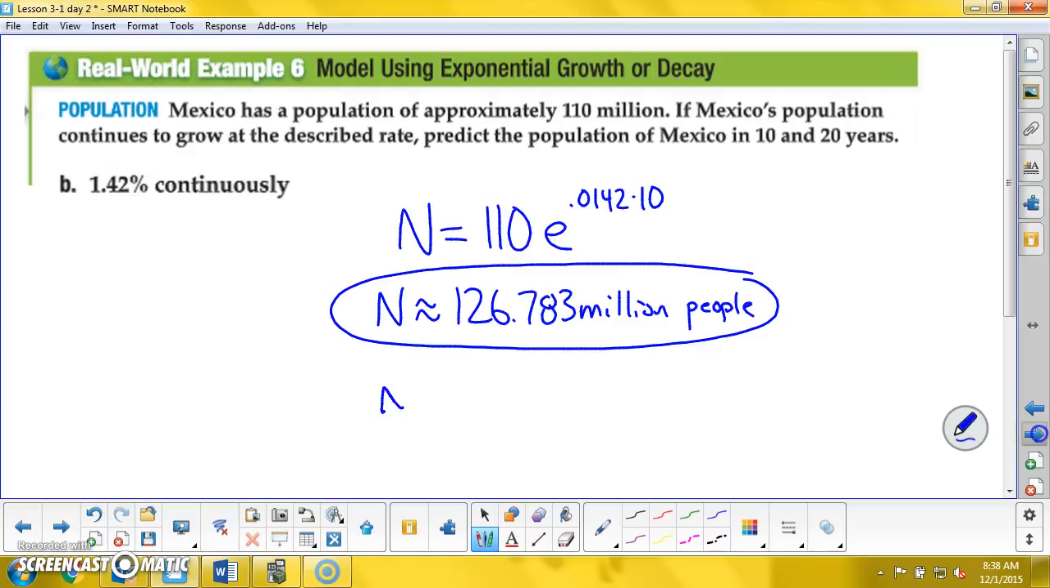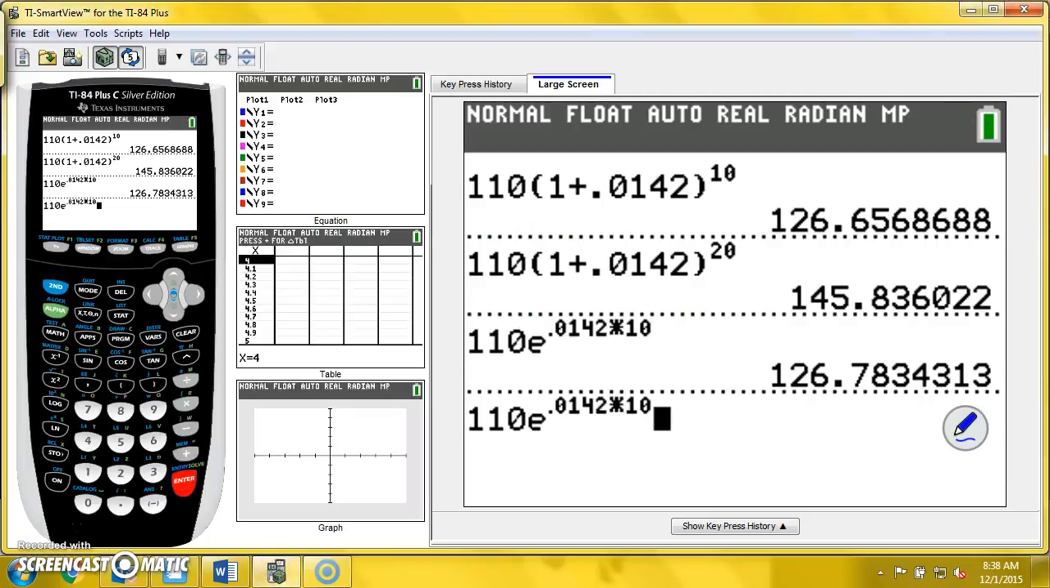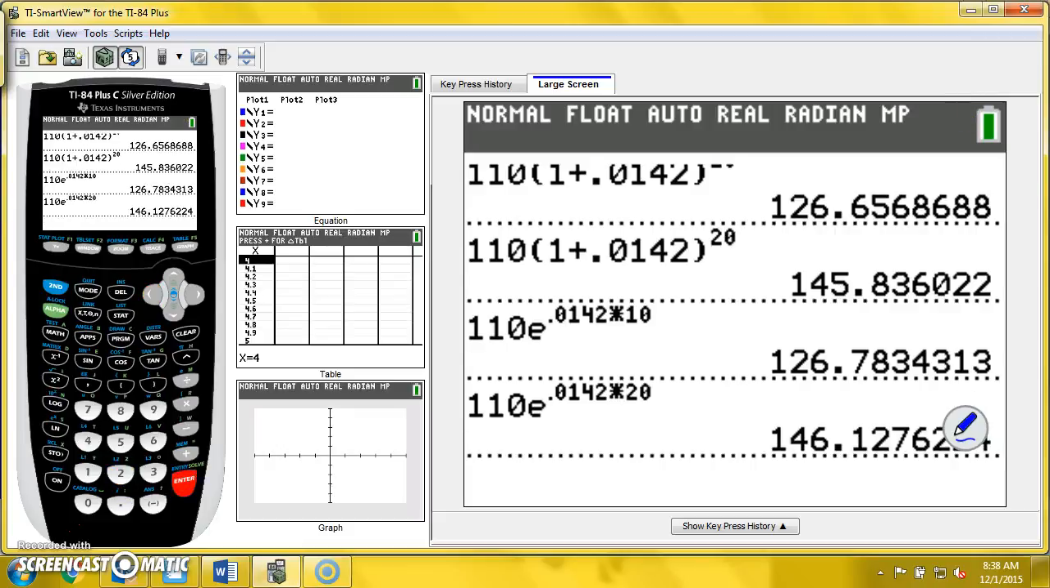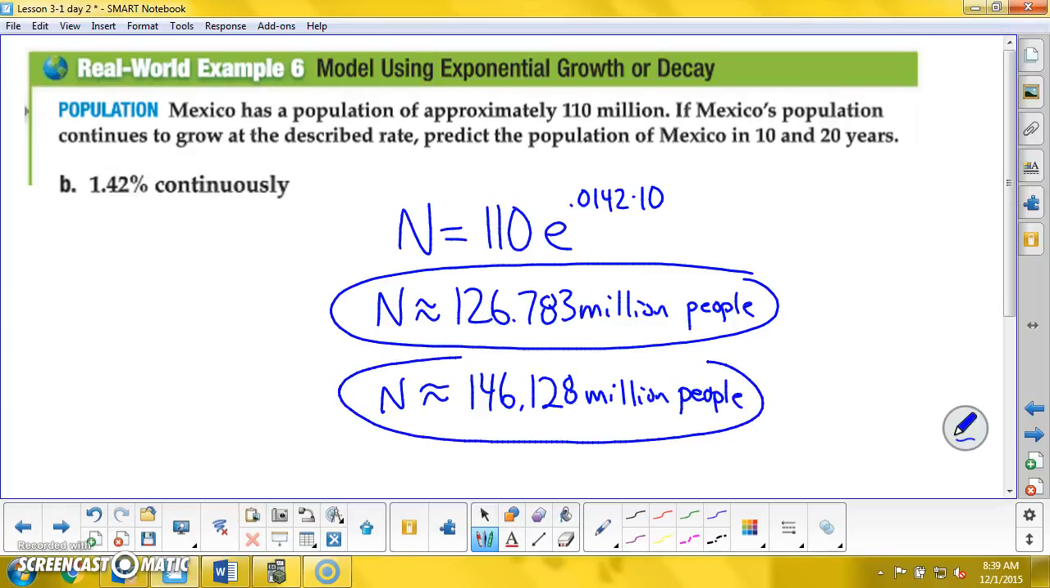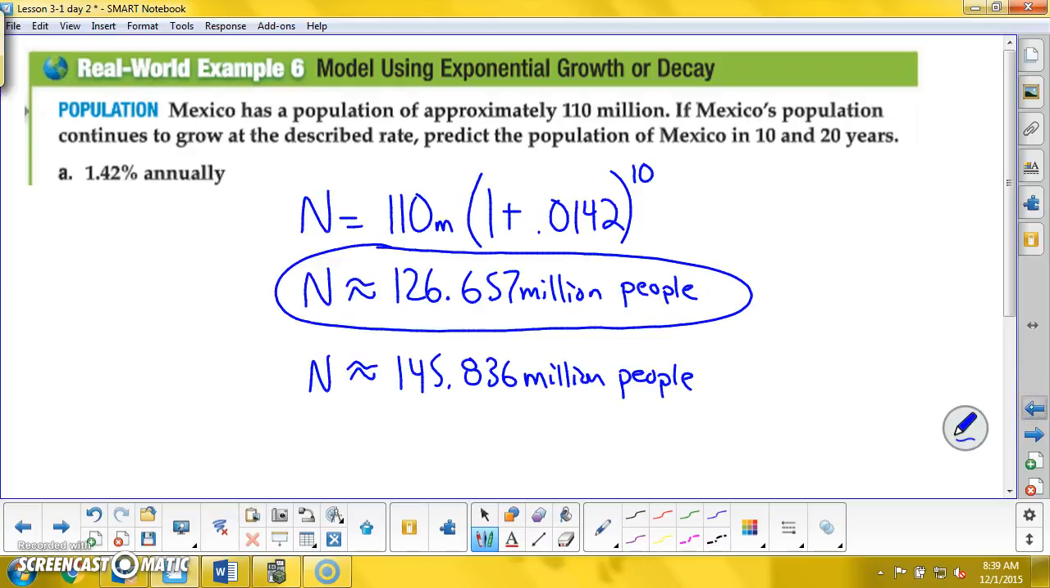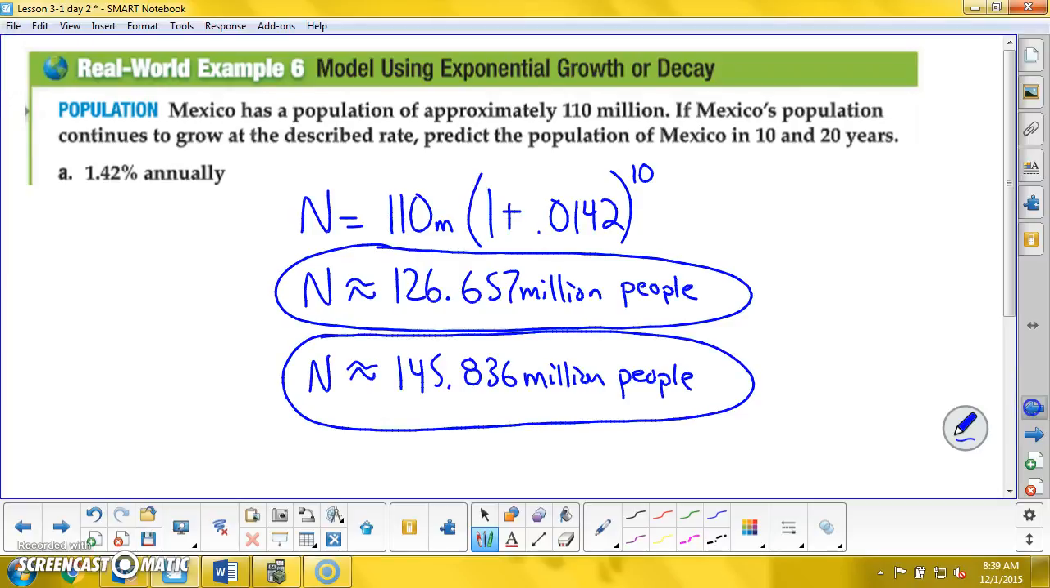And then to get the second answer here, we have to go back to the calculator and simply type in the same thing, except for having a 20 in the exponent for 20 years instead of 10 years. We get 146.128. That's compounded continuously, and comparing that to compounding annually, you get slightly different answers. I shouldn't say compounding, I should say growing.